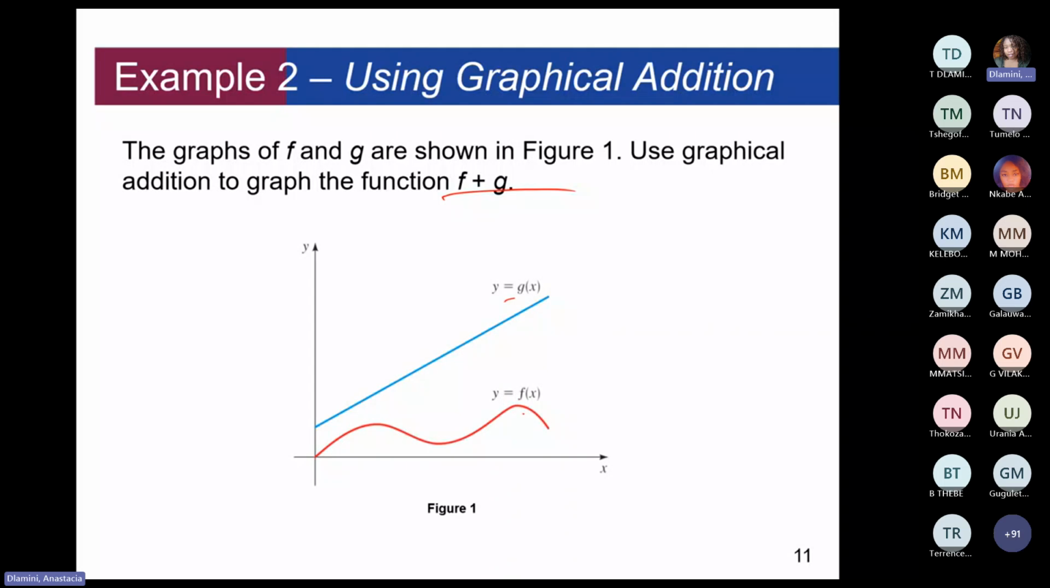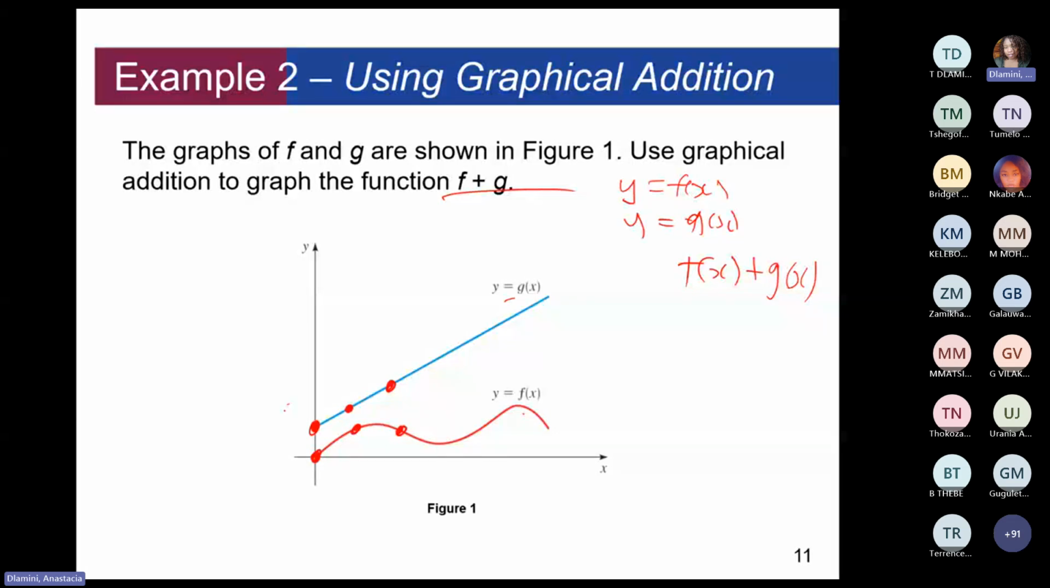This point here and this point, they share the same x value. Do we agree there? Yes, ma'am. Now, remember that y is the same as f of x and y is the same as g of x. So g of x and f of x are actually the y values. What they're saying is that to draw f of x plus g of x, you take the y value here and add it here. Take the y value here, add it here.